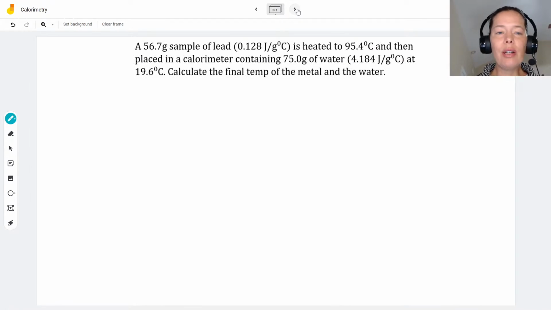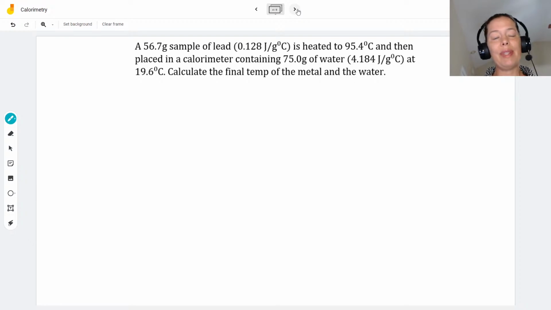Okay, let's go on to this one. A 56.7 gram sample of lead. Okay, we got the specific heat. All right, so we're taking another metal, we're heating it up really hot to 95.4, and then we're placing it in a calorimeter that contains 75 grams of water. Okay, we got the specific heat, and the water is initially at 19.6, and this time we want to calculate the final temperature of the metal and the water.